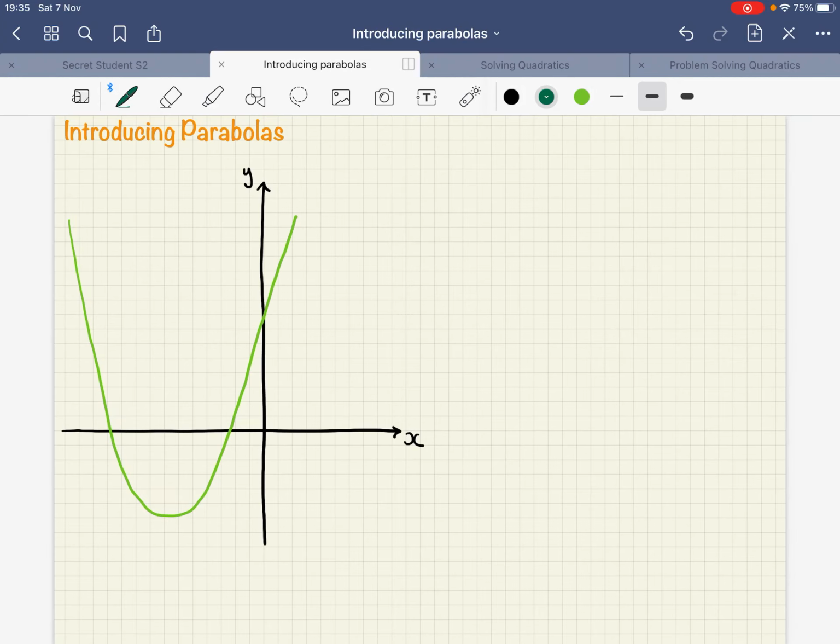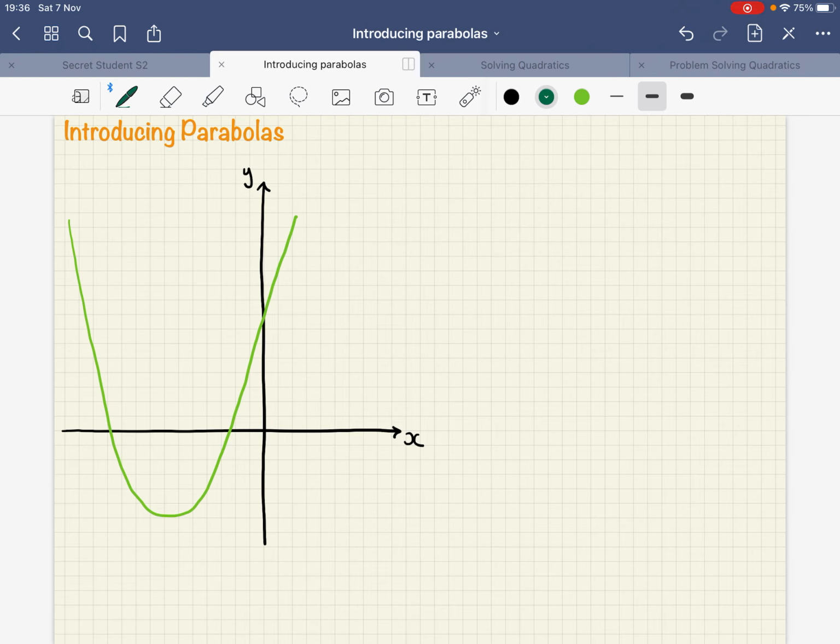Alright, so in this video we're going to be just introducing parabolas and some of the terms around it. So what is a parabola? A parabola is a curve that has a line of symmetry. So here we can see we've got this sort of curve, and if I was to put a mirror smack bang in the middle, we could see that sort of symmetry going on.